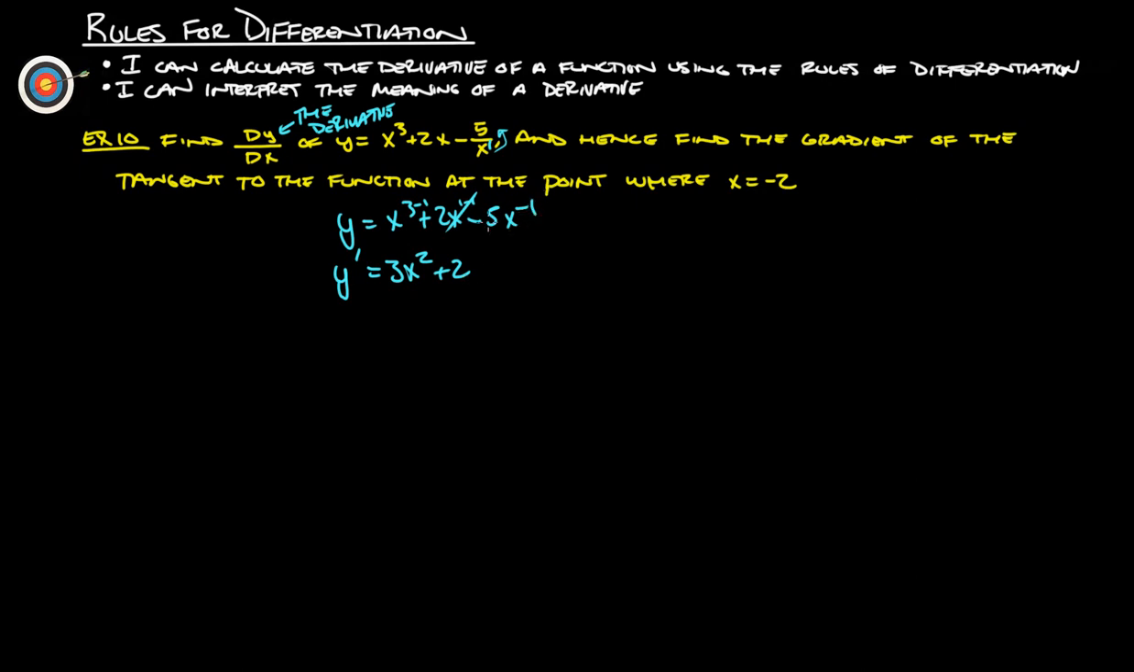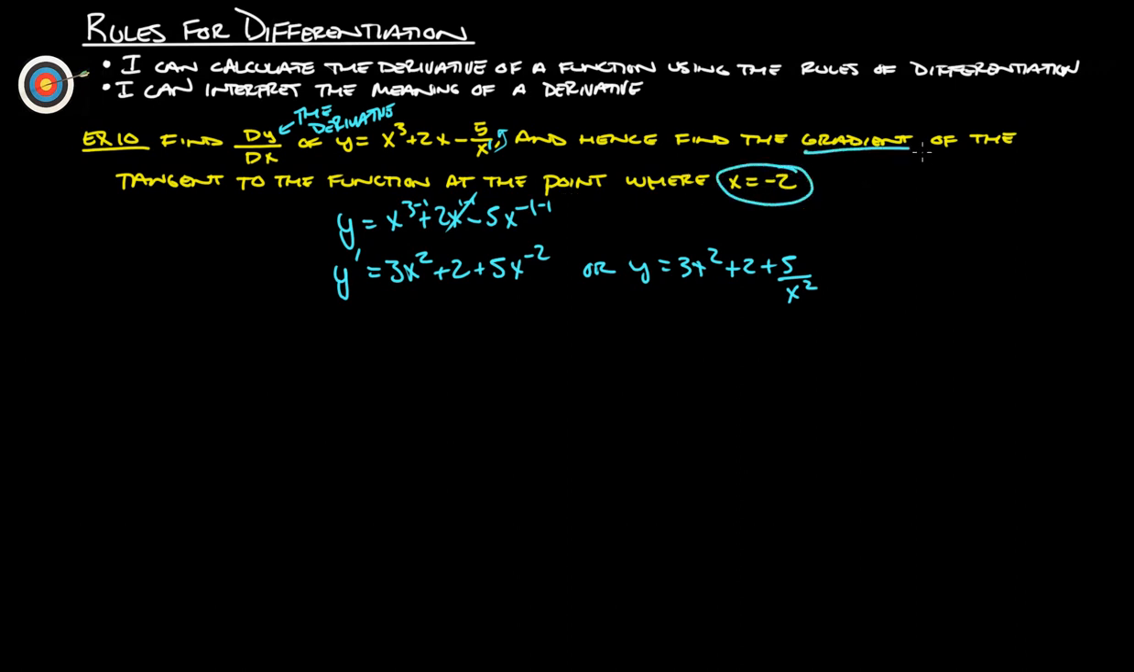And then this negative 1 times negative 5 is positive 5. And then we're going to subtract 1 from that x, and it's x to the negative second. Okay? And again, you can leave it like that, or write it as y prime equals 3x squared plus 2 plus 5 over x squared. Okay? So we've done the first part of this, but now it says, hence find the gradient, find the slope of the tangent to the function at the point where x equals negative 2.